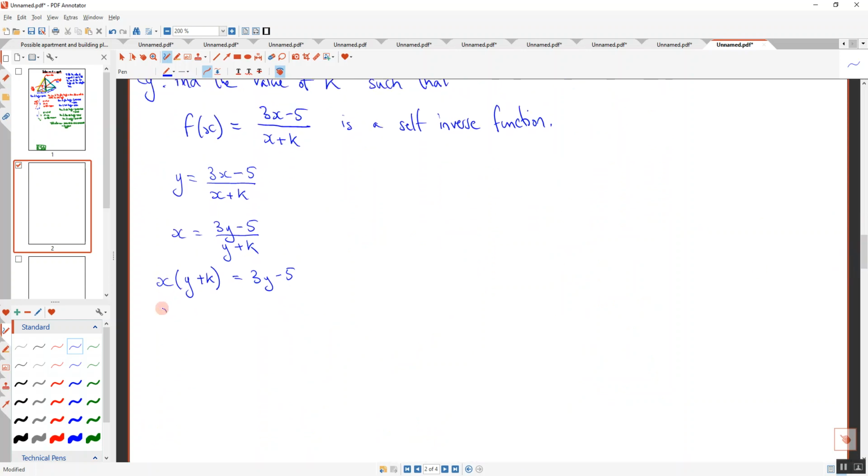So I get xy plus xk equals 3y minus 5. Next step. No, I'm not adding 5. I want this minus 5 to stay on this side. What is my aim? To isolate y, okay? I've got y's here, I've got y's here.